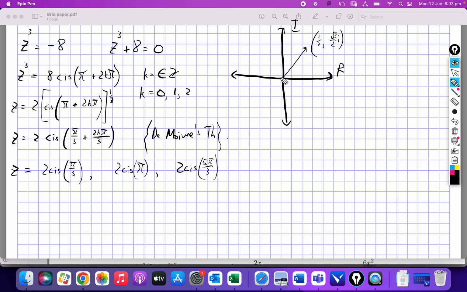We could then come over here. And that one's pretty straightforward. The cos is minus 1, the sine is 0. And the last one was at 5 pi on 3.